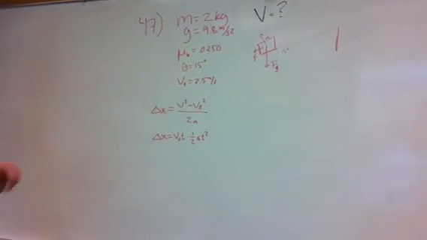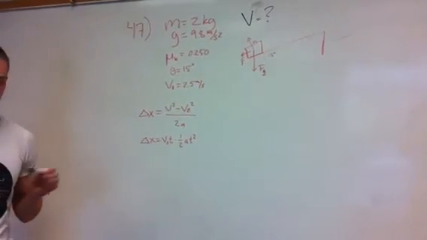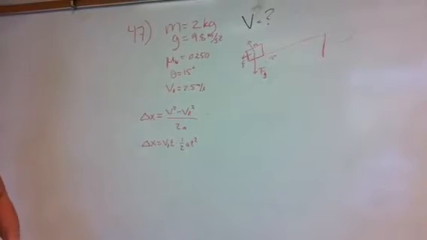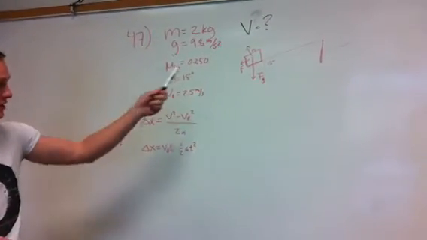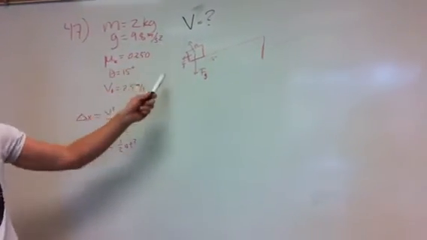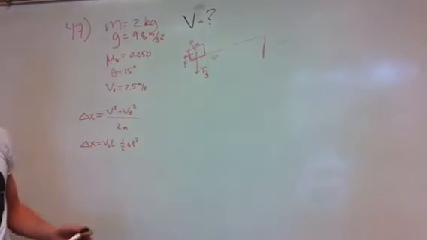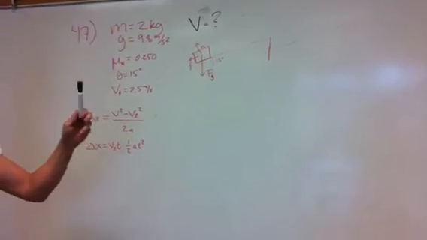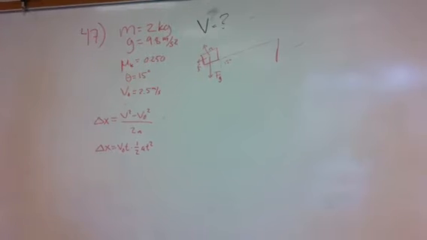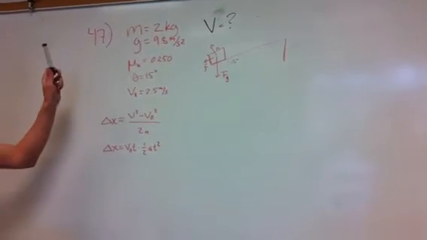Okay, so I'll be doing problem number 47, the red one, from chapter 4. What we're asked to find is the velocity of this block on a 15-degree inclined plane as it returns to its initial position. There's a few things given to us from the beginning.